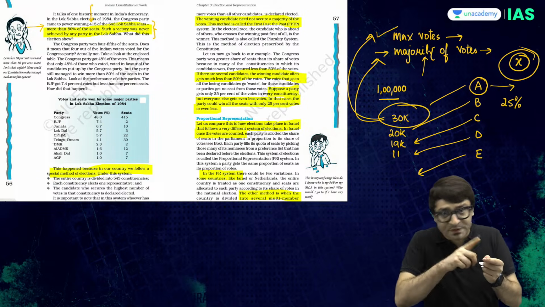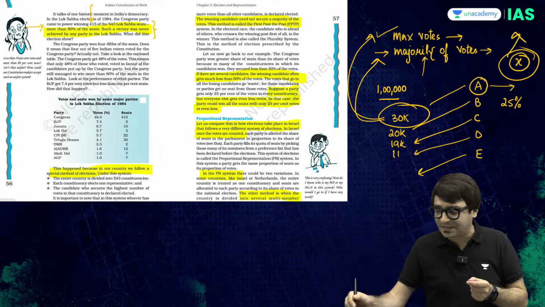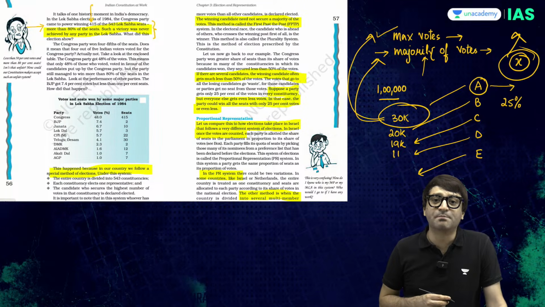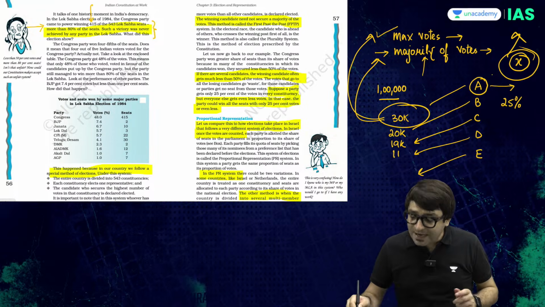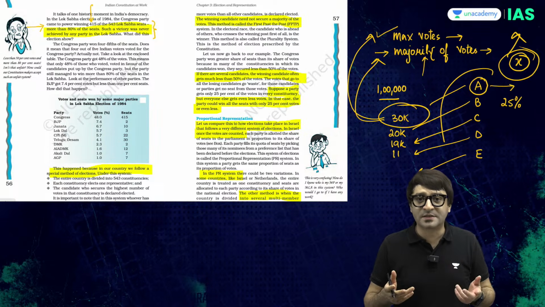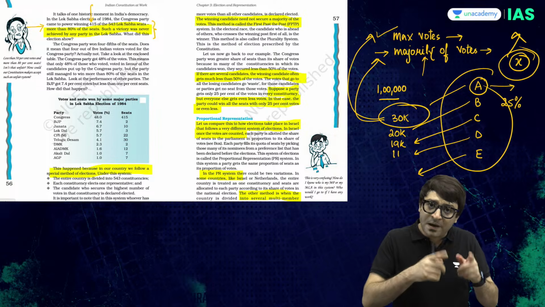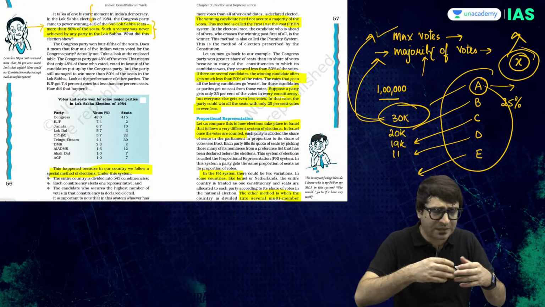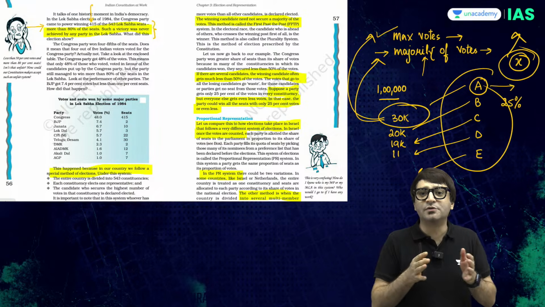The vote percentage in favor of this political party may only be 25%. That is what we call first past the post system. And this might happen in a democracy which follows a multi-party system, where there are multiple political parties and multiple candidates who are going to contest elections.